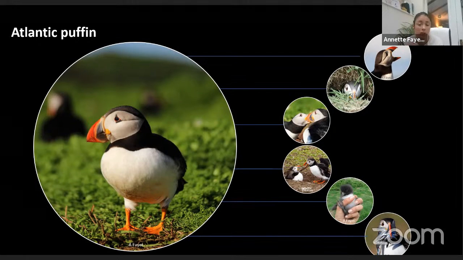And once the chick hatches, they can then start bringing food to the chick. And that's when you see puffins carrying this big beak full of fish back to the colony for the chick. And I've got some camera trap footage to show you that I've recorded in various places.